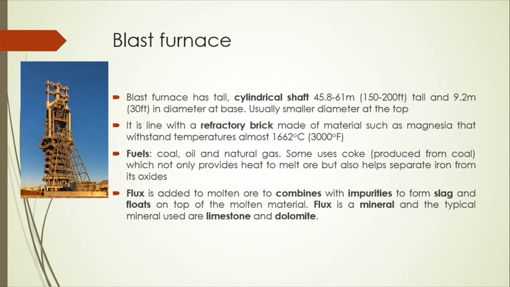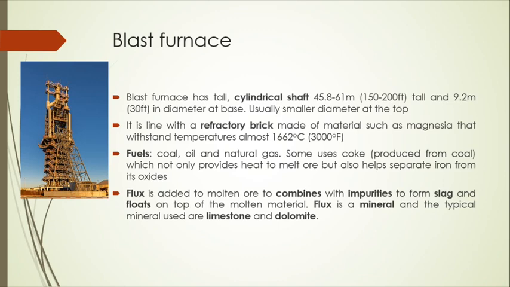It is lined with refractory brick made of materials such as magnesia that withstand temperatures of almost 3000 Fahrenheit or 1662 Celsius. So the lining around the perimeter of the shaft is made of refractory brick, usually magnesia. They can withstand the high temperature during the process.